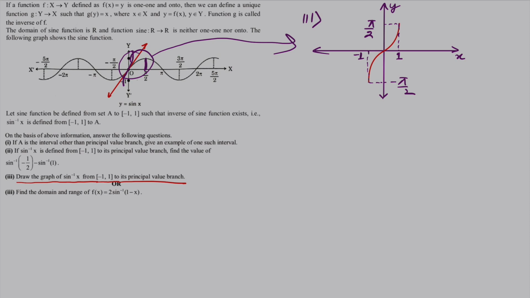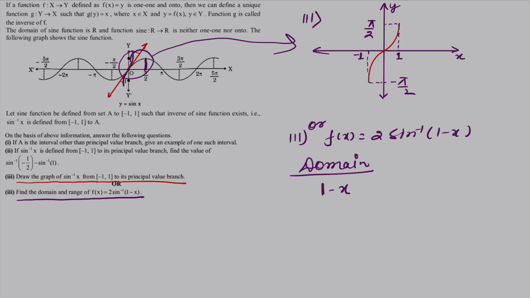Clear? The next part is asking to find the domain and range of f(x) equals 2 sine inverse (1 minus x). So the function that is given to us is f(x) equals 2 sine inverse (1 minus x). First, the domain. One more thing: if the question does not specify which branch it is talking about, you have to take it as the principal value branch by default. Clear? So here we are talking about the principal value branch.